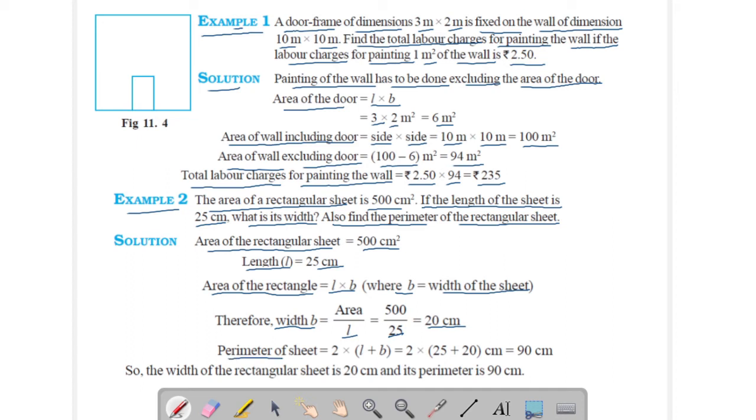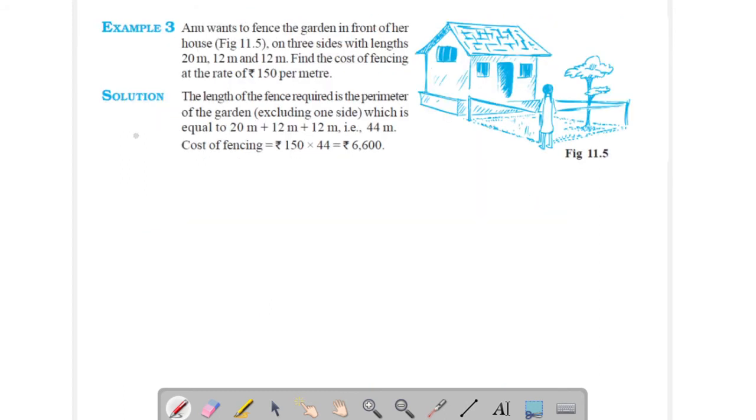Therefore, perimeter of sheet is given by 2 into within the bracket length plus breadth. Here 2 into what is length? It is 25 centimeter plus breadth, it is 20 centimeter. Solve this. So 25 plus 20 is 45. 45 into 2, you will get 90 centimeter. This is the perimeter of sheet. So the width of rectangular sheet is 20 centimeter and its perimeter is 90 centimeter. This is your answer. Now come to example 3.